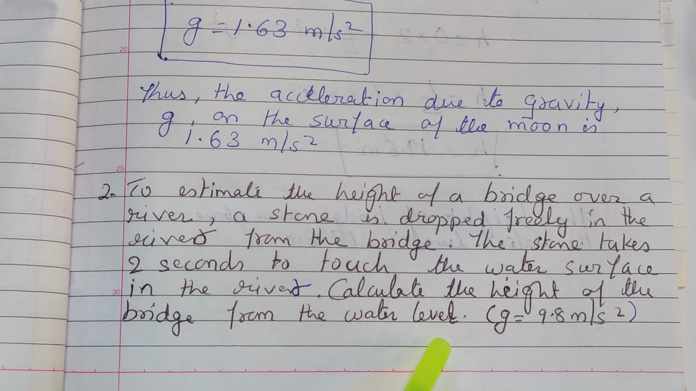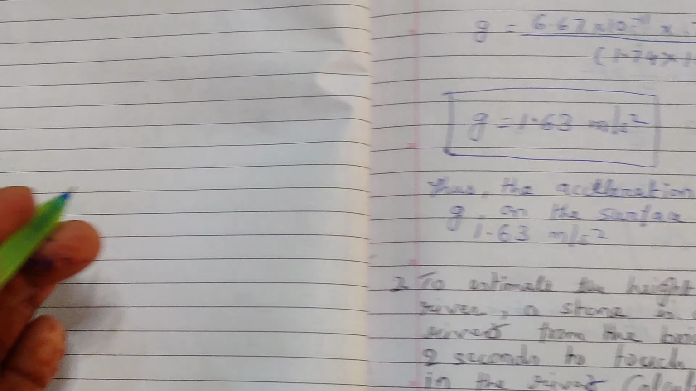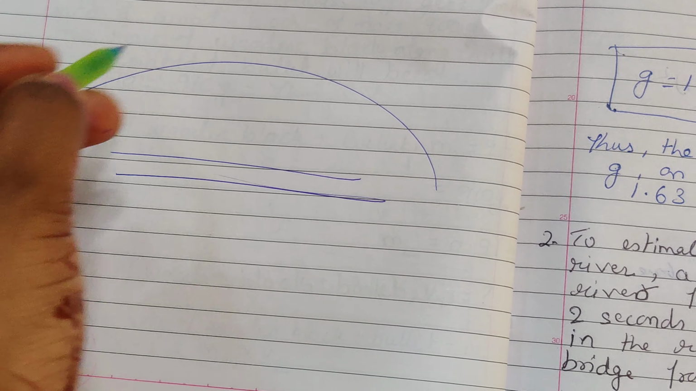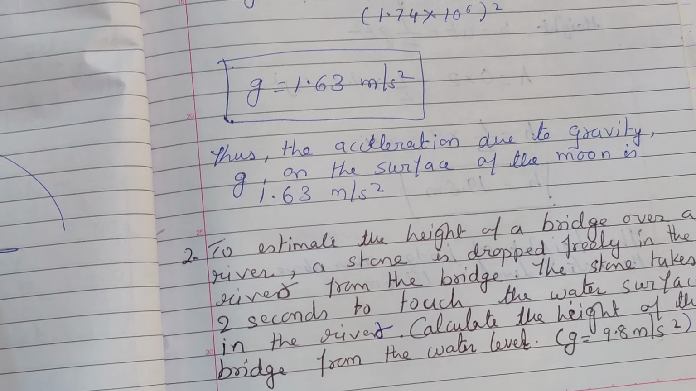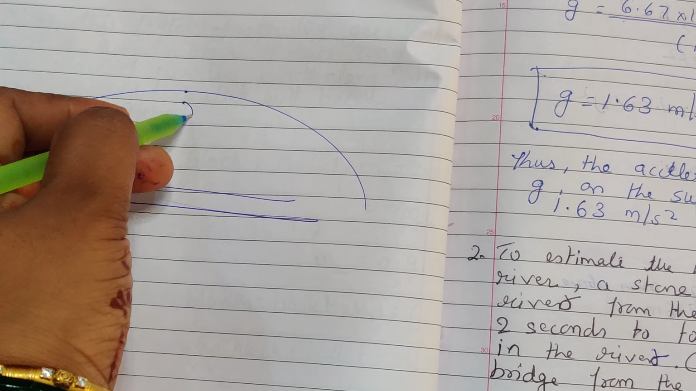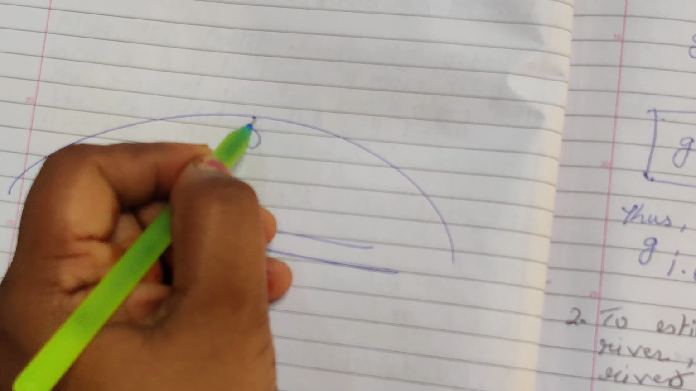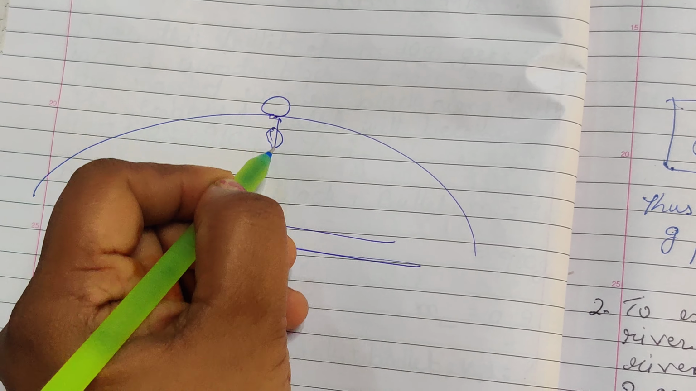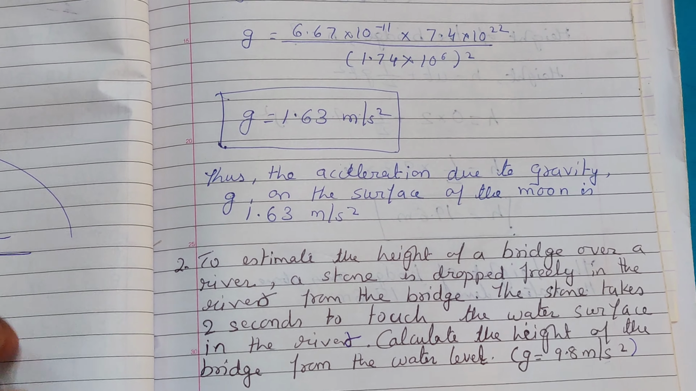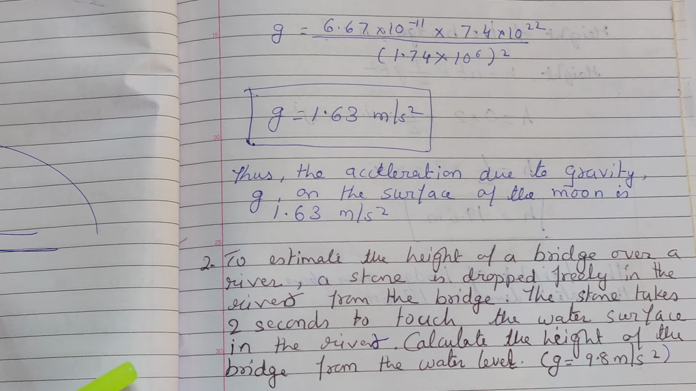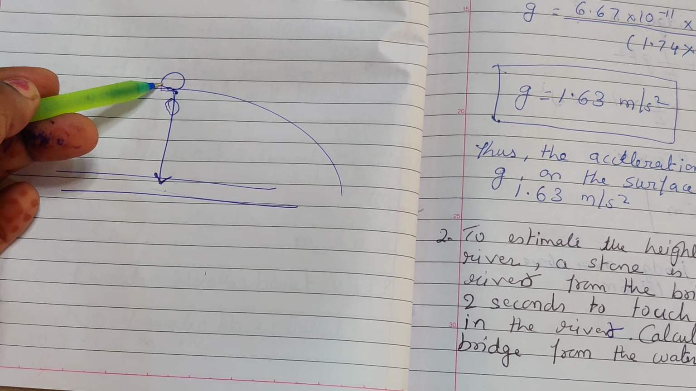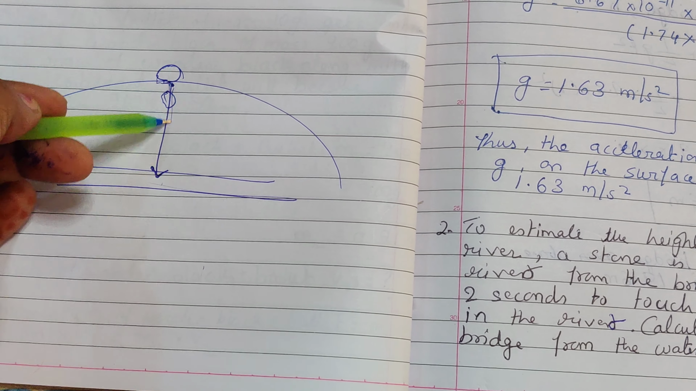Means what? Water level is there. See, water level is there. On the top there is a bridge. We have what it has been told, from the top of the bridge a stone is dropped. This stone is dropped from the bridge and it falls in the river. Now what we have to find? What is the height of the bridge from here? At what height has the stone been dropped from the bridge?